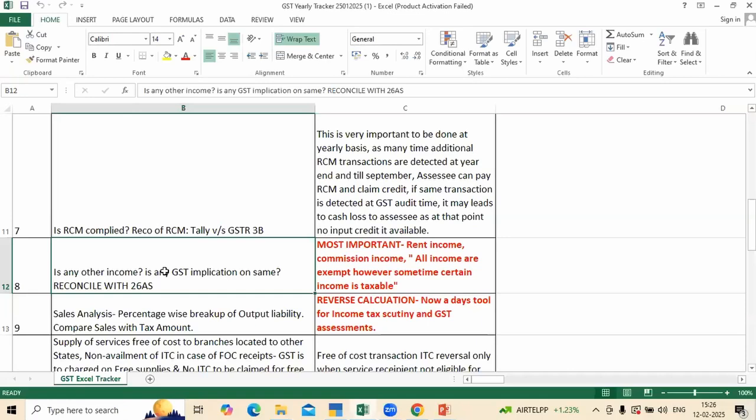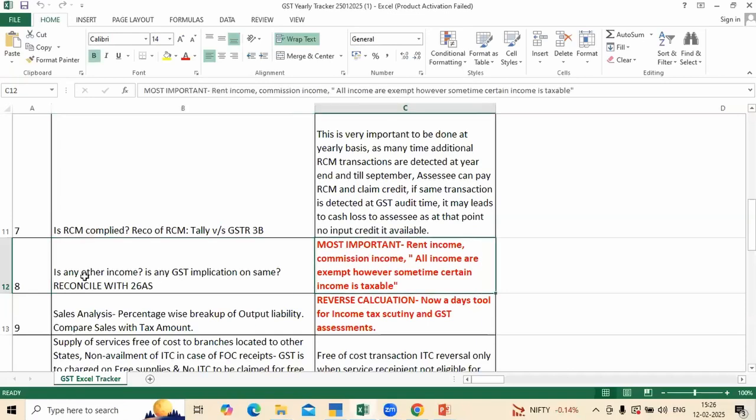on that. For example, the client is running a business of goods and he has some separate commercial property which he has given on rent, and the rent income is coming in his savings account. So even though the rent income is coming in his savings account, as he has a GSTN number, the commercial property given on rent is subject to GST. So it is necessary to pay GST on that. So at the year end, you need to find the other income and check the GST implication on those other incomes.